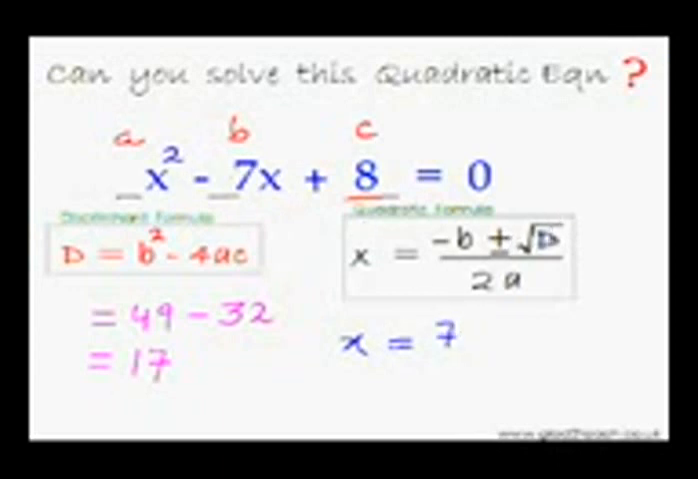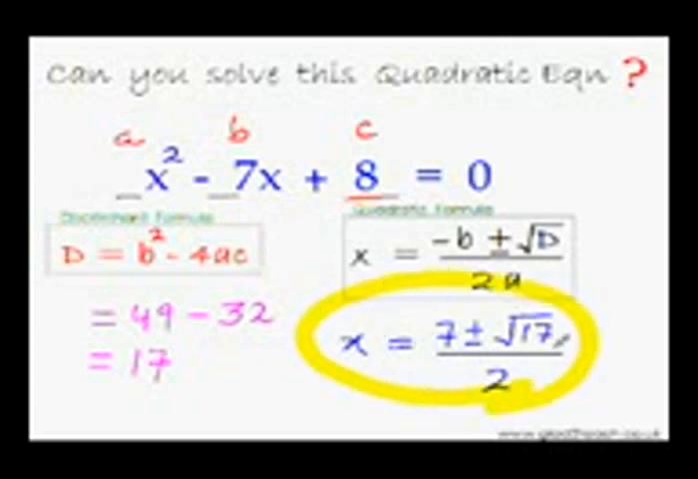plus minus root d. So d is equal to 17 divided by 2a, that is just 2. As a is here equal to 1, and 2 times 1 is 2 only. That's it. Question solved. So the two roots of this very tricky quadratic equation are x equal to 7 plus root 17 over 2 and x equal to 7 minus root 17 over 2.